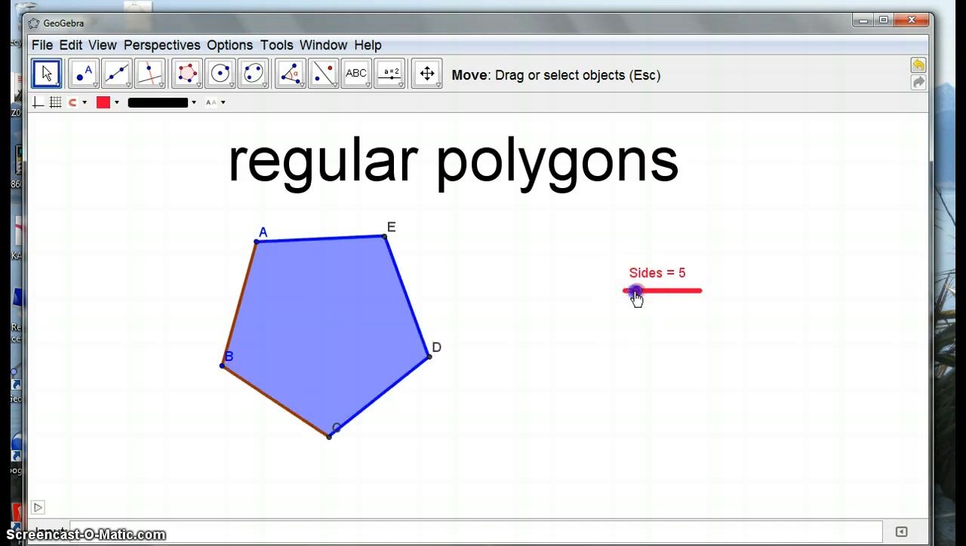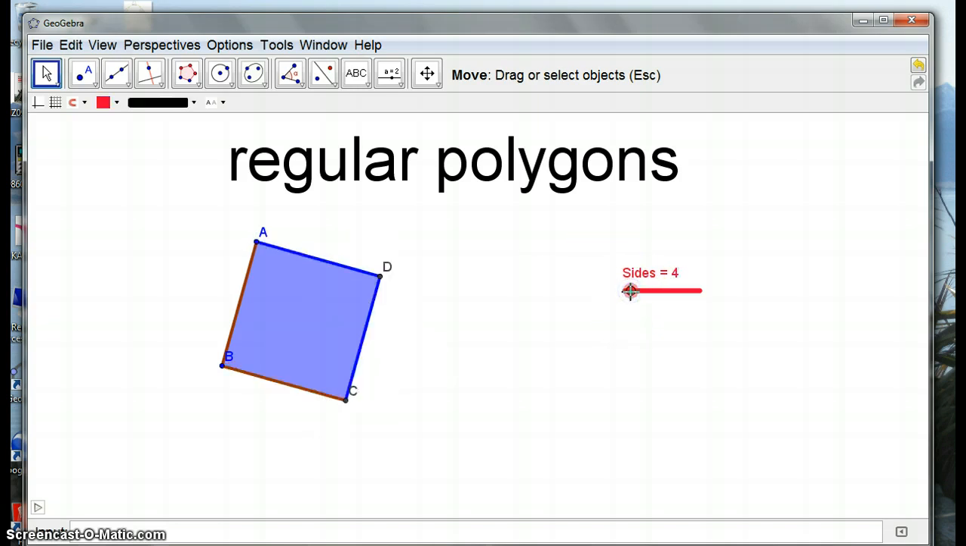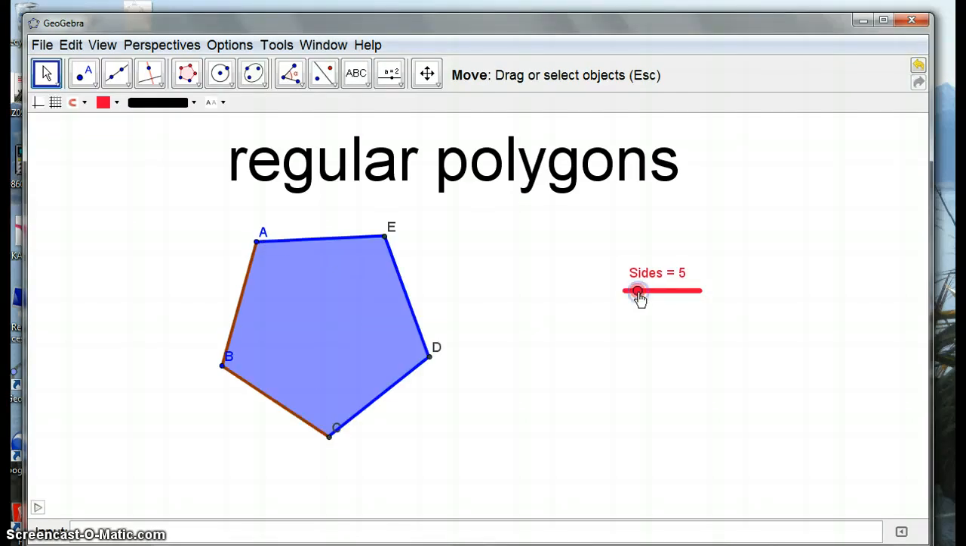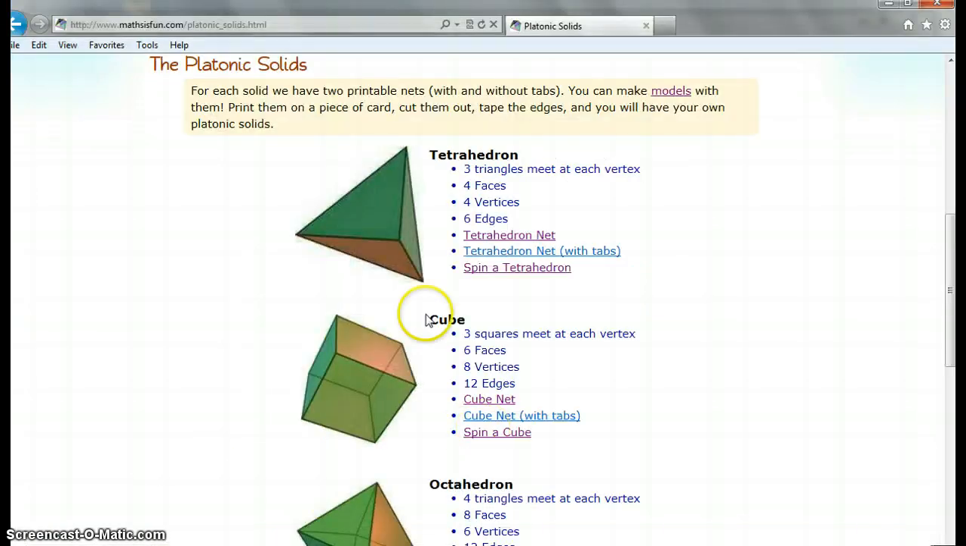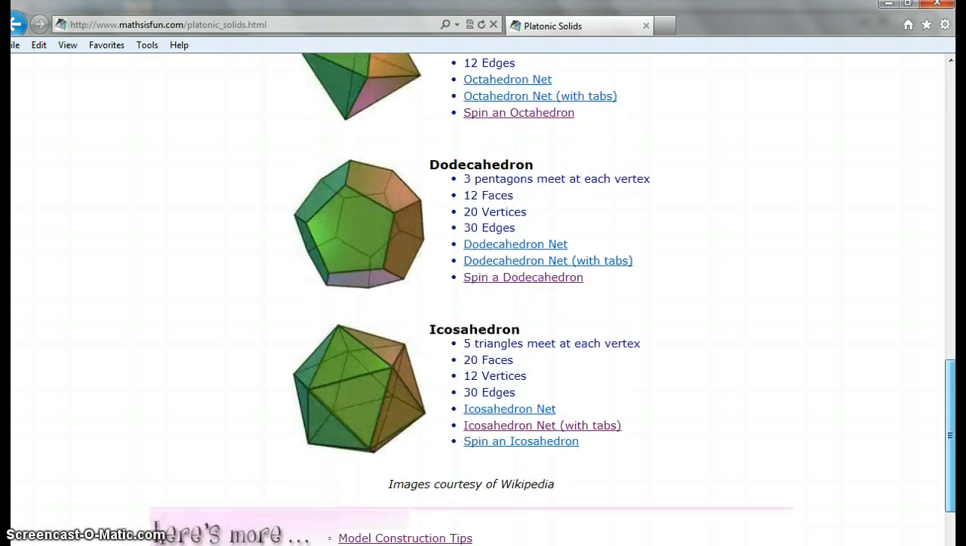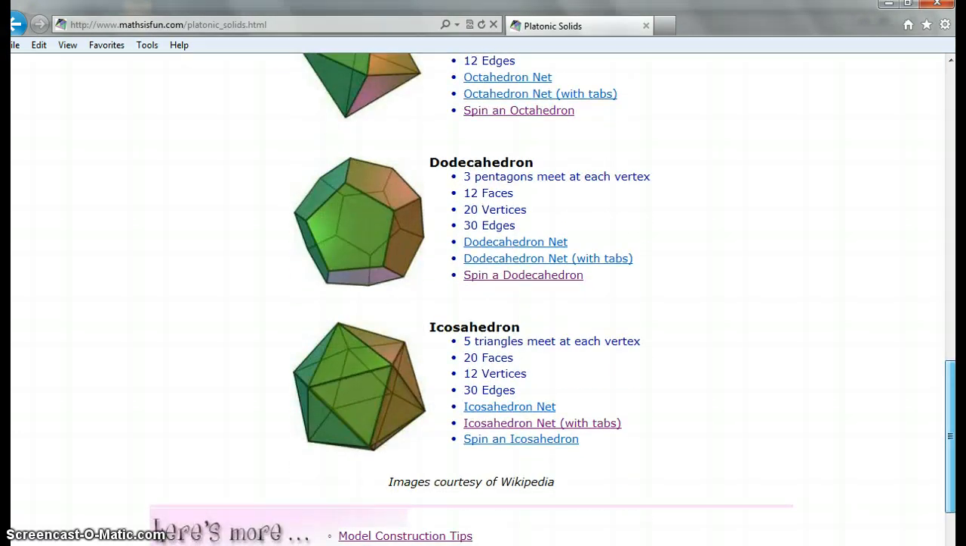Then we're going to make a square. So 4 equal sides, 4 equal angles. All the angles are 90 degrees. Then we've got a pentagon. Now, when we're looking at our Platonic solids, which is back here, a Platonic solid is a 3-dimensional shape made out of regular polygons. Now, these are the only possible ones. My favourite being the dodecahedron.